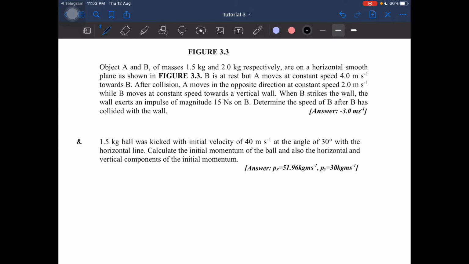So a 1.5 kilogram ball was kicked with an initial velocity of 40 meters per second at the angle of 30 degrees with the horizontal line. Calculate the initial momentum of the ball as well as the horizontal and vertical components of the initial momentum.